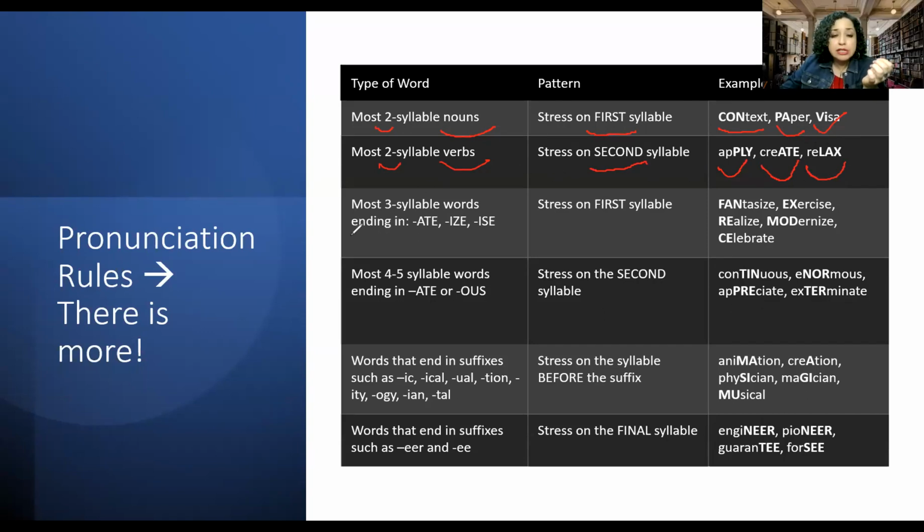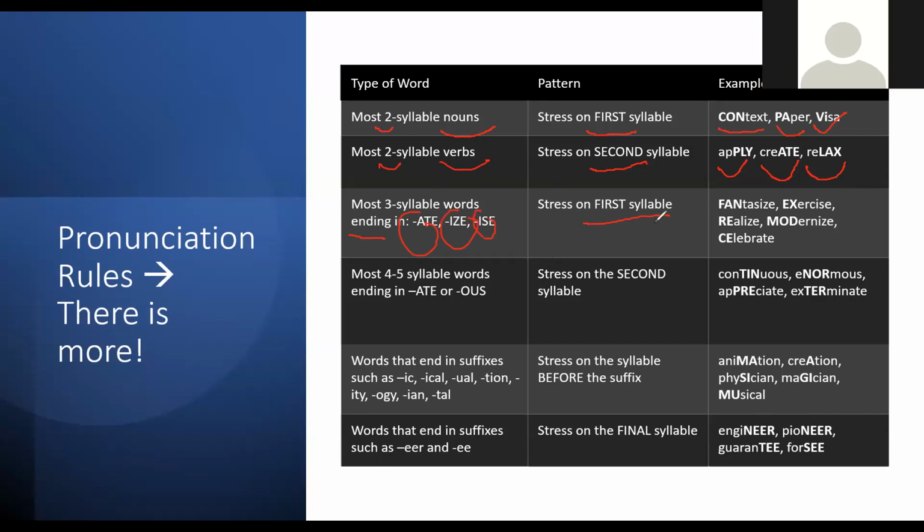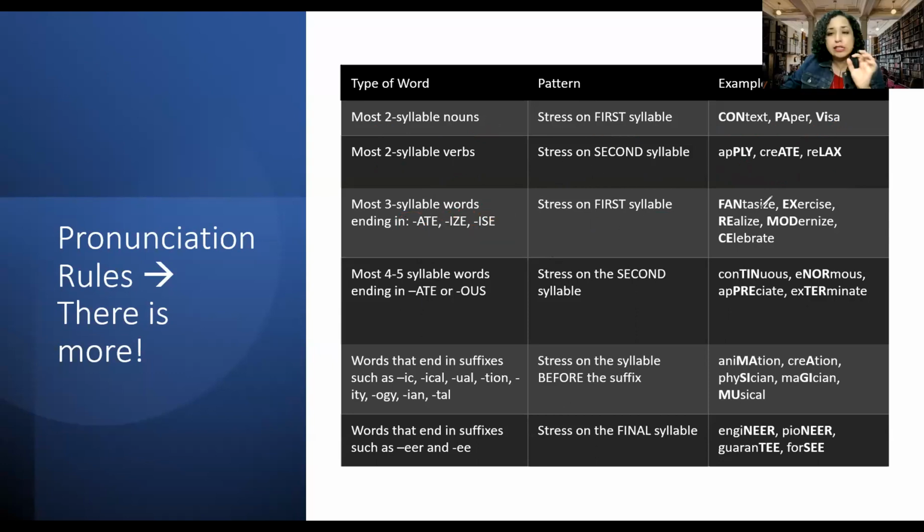Most 3-syllable words ending in -ate or -ize are stressed on the first syllable. Let's practice. Repeat after me. Fantasize. Exercise. Realize. Modernize. Celebrate. Good, very good.